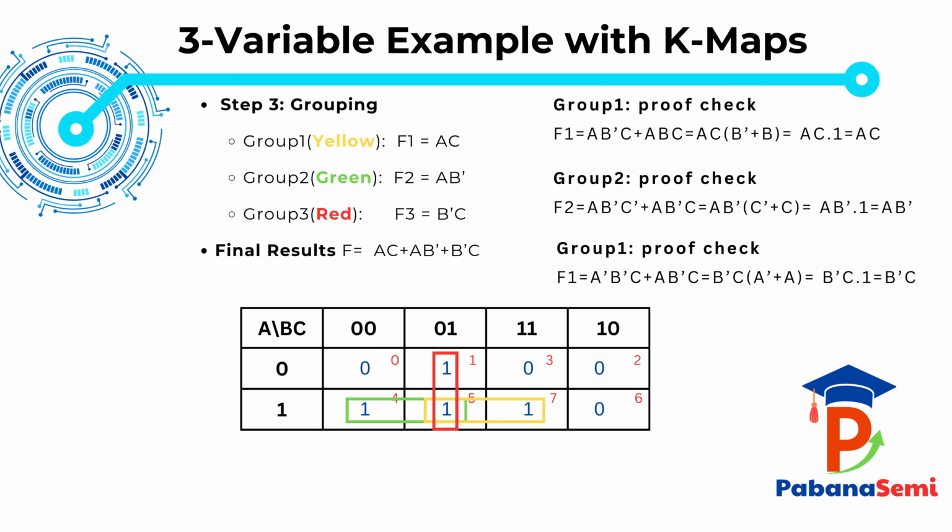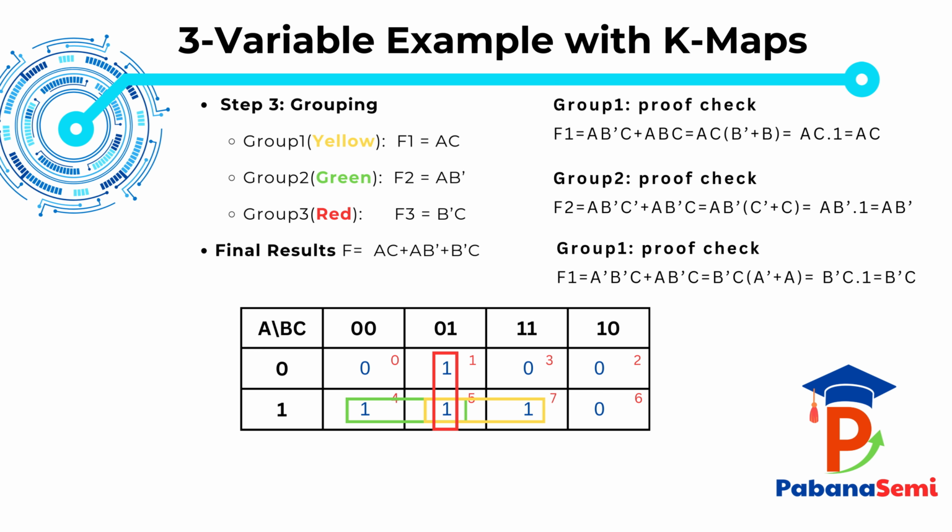Now, we move to step 3, which is grouping the ones in the 3-variable Karnaugh map. The goal of grouping is to eliminate changing variables and keep only the common variables in each group. Group 1, yellow group. Let us start with Group 1, highlighted in yellow. In this group, variable A remains constant. Variable C remains constant. Variable B changes between 0 and 1. Since B changes, we eliminate B and keep A and C. So the simplified term for Group 1 is F1 equals AC prime.